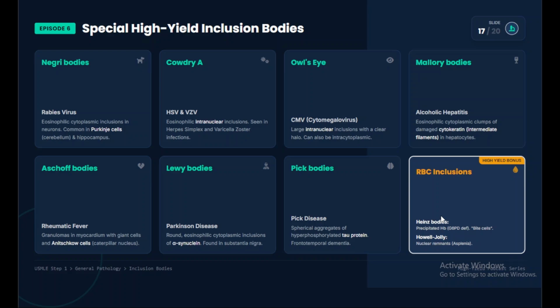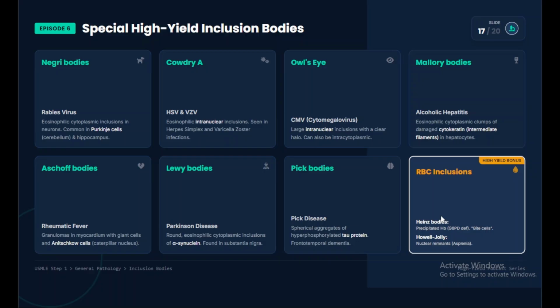The other thing is the Howell-Jolly bodies, and they are nuclear remnants, and they are seen in asplenic patients, because the spleen simply removes the Howell-Jolly bodies. But if the patient is asplenic due to some reason, the patient cannot remove these bodies, and they appear in RBCs as a nuclear remnant.